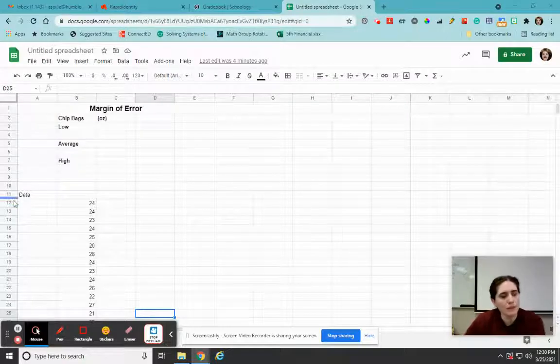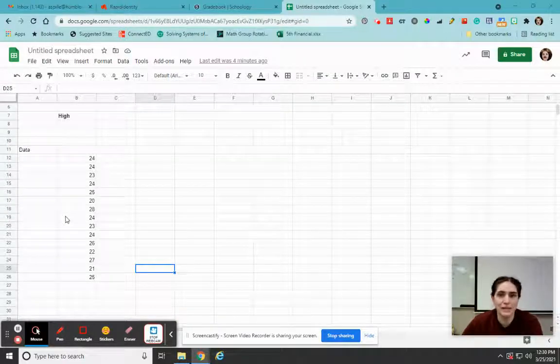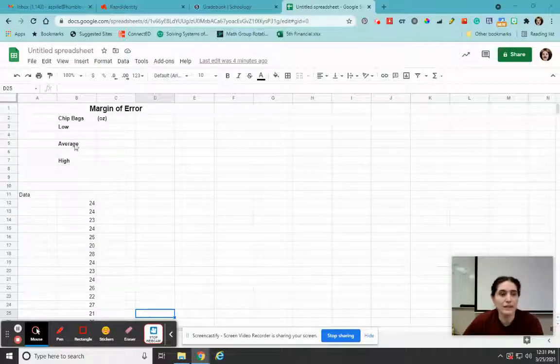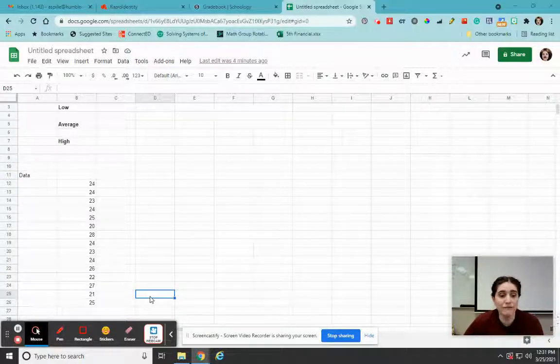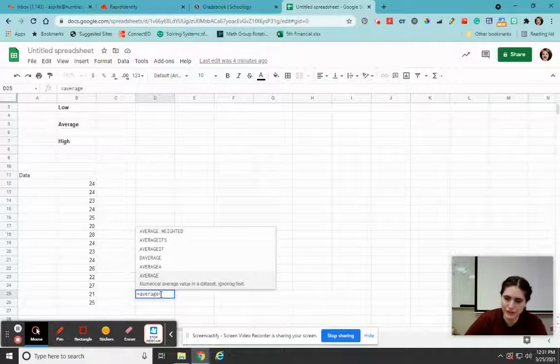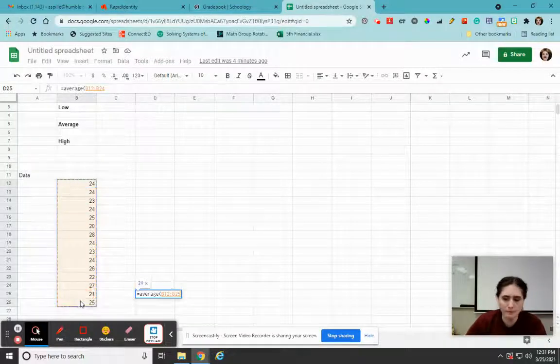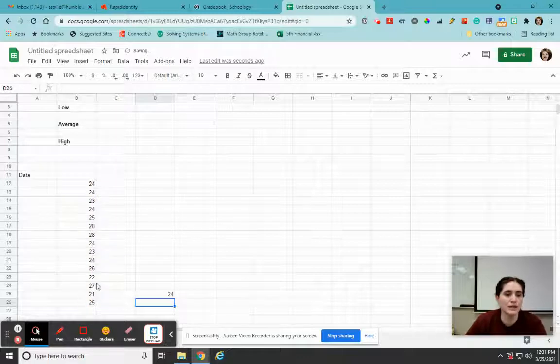So, okay, I pretended that I weighed a bunch of chip bags. Ta-da, these are the weights that I pretend I got. Okay, so I can calculate my margin of error. I could also calculate my average and all that. So the first thing I'm going to do is find the average. I'm going to type equals average, highlight my data, close parentheses. Okay, so my average weight on this was 24. I'm going to put that up here.